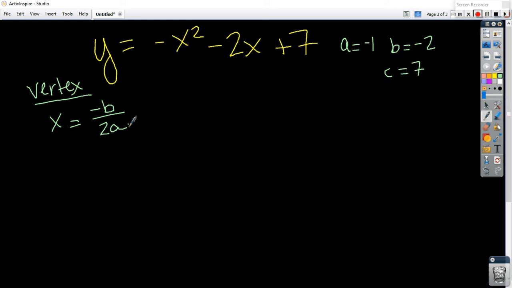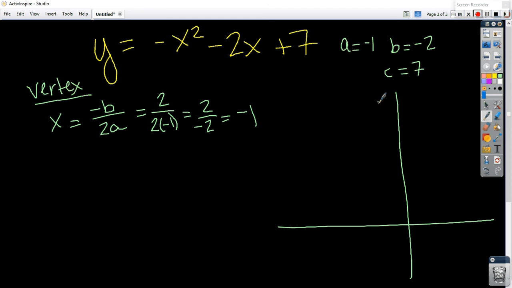I say opposite B and not negative B because if it's already negative, it's going to become positive. And if it's positive, it's going to become negative. So looking at our A, B, and our C, what is the X part of our vertex? Two over what? Two over negative 2, which is what? Negative 1. The X part of our vertex is negative 1, which means that the axis of symmetry is going to be at negative 1. Okay? There's negative 1. How about the Y part?